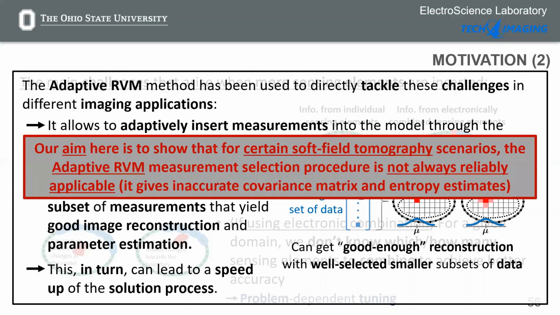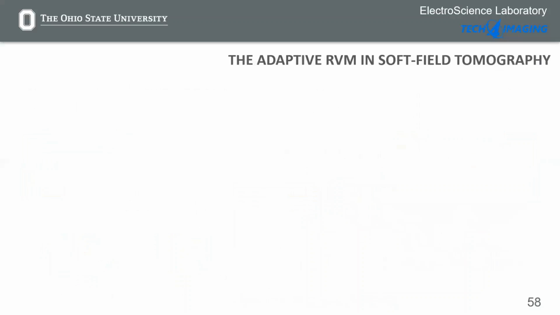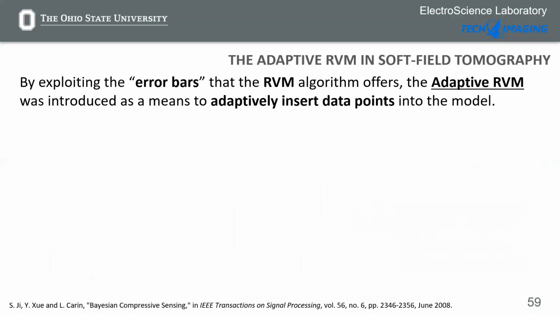Our aim in this work is to show that in certain soft-field tomography scenarios, the use of the adaptive RVM is not always reliably applicable. Now, the adaptive RVM is a procedure that builds upon the original RVM and defines a strategy to adaptively insert data points into the model.